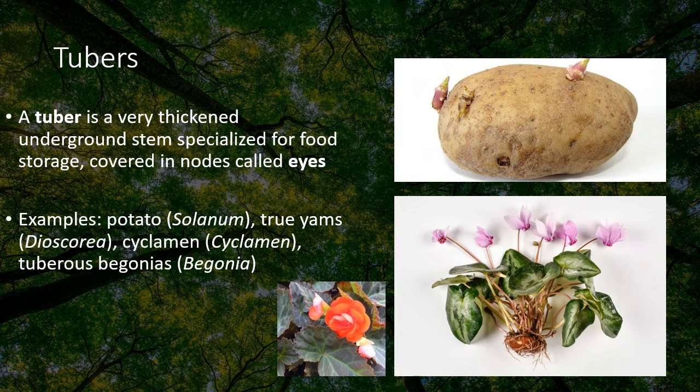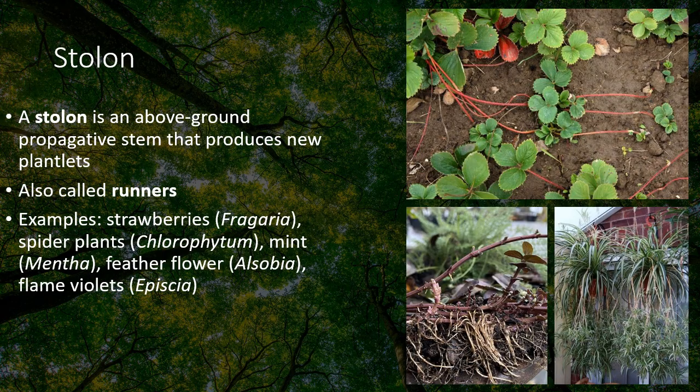A really popular horticultural plant that also has a tuber are the cyclamens. This kind of large bottom image with the pink flowers. This is a cyclamen, and you can see that there's a large tuber at the base of the plant that has a bunch of roots growing out of it. Our tuberous begonias also have tubers, which form in the fall. And you can see I've included a little photo of the flower of a tuberous begonia as well.